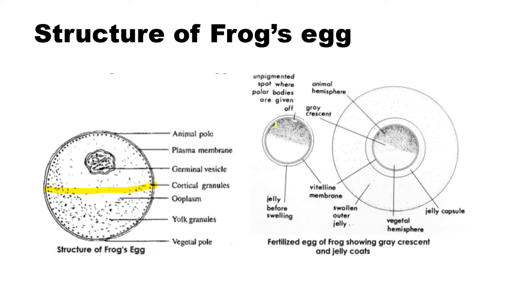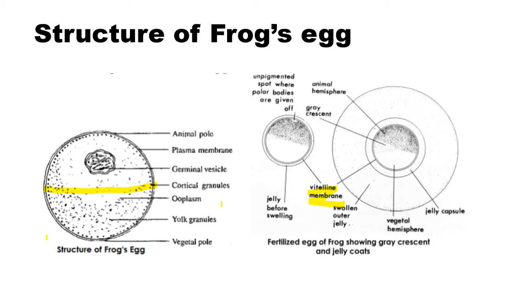Okay, and here you can see another diagram of a frog egg. Here the frog egg is surrounded by a thin layer of vitelline membrane, and you can see here this is the vitelline membrane. Next to the vitelline membrane, the frog egg is surrounded by three layers of albuminous substance. It is called the tertiary egg membranes, which are also called jelly coat or jelly layers.